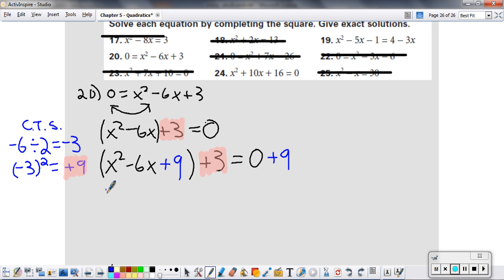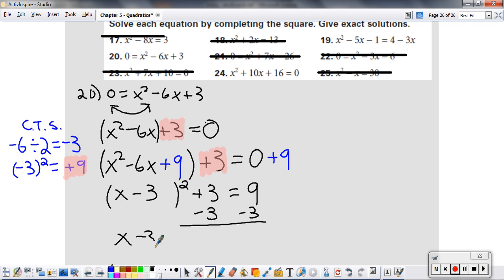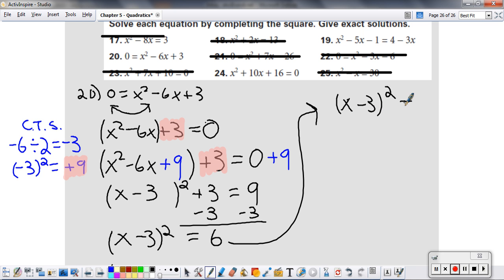Okay, so let's rewrite what I have in parentheses. I have x minus 3 squared plus 3 equals 9. To solve, subtract 3 on both sides. x minus 3 squared equals 9 minus 3, which is 6. So move that up top. x minus 3 squared equals 6. Take the square root on both sides.